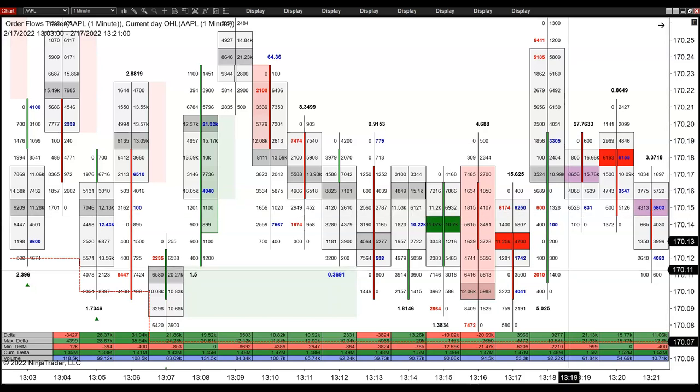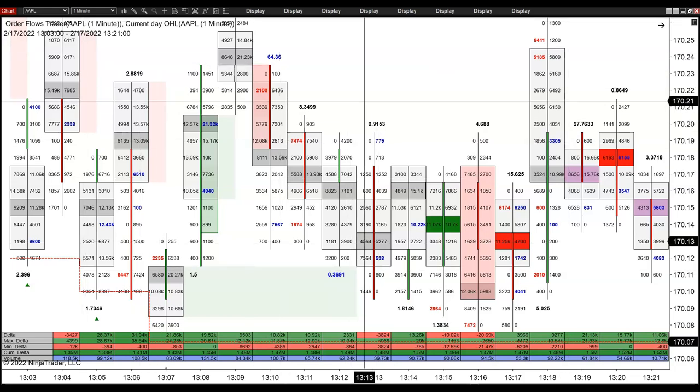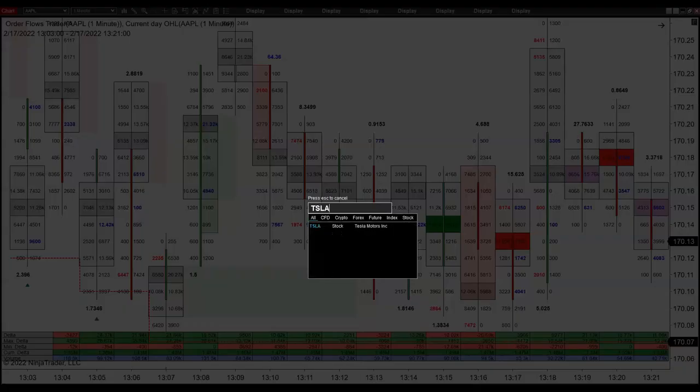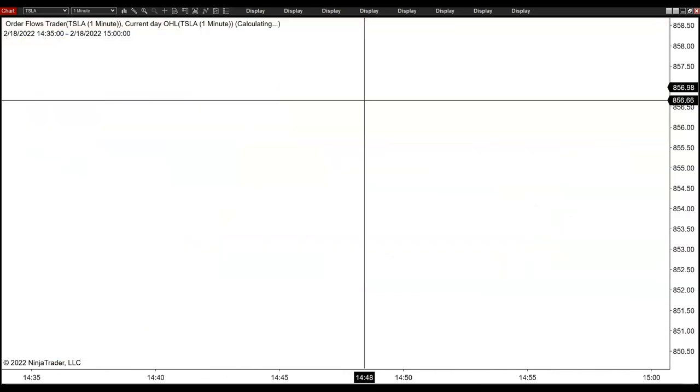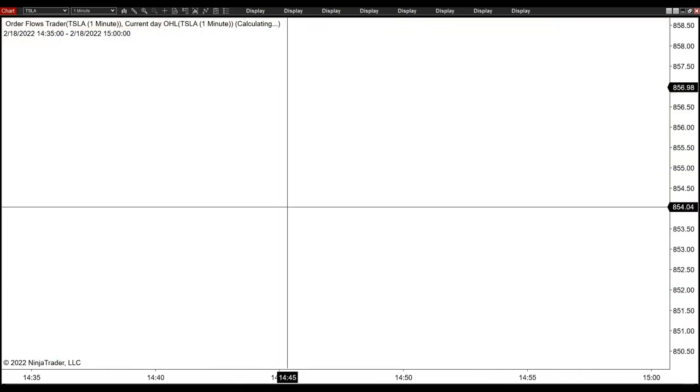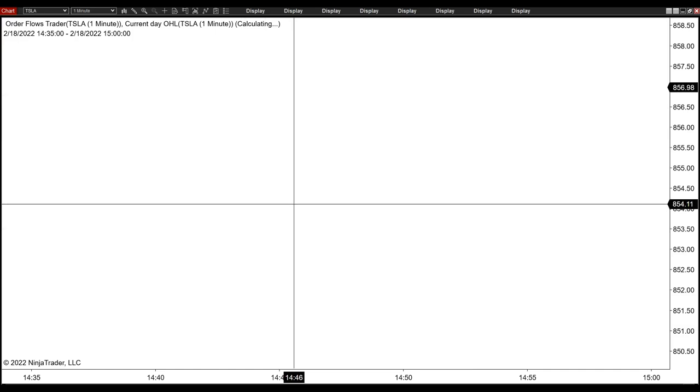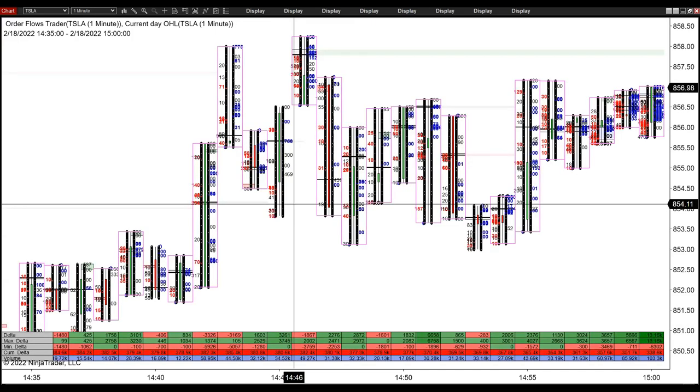If you get involved in some stocks, I don't know what's a good stock. I don't follow a lot of different stocks. But Apple is one that follows order flow beautifully. It just follows beautifully. I should have done Amazon, but I think Tesla trades similar, right?